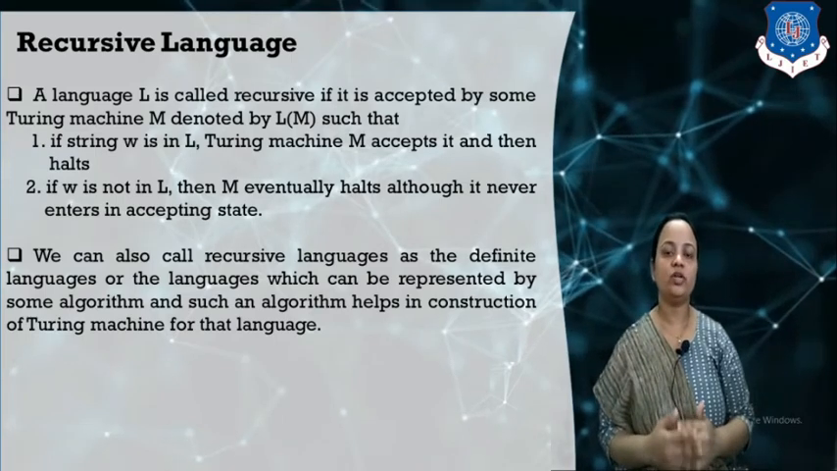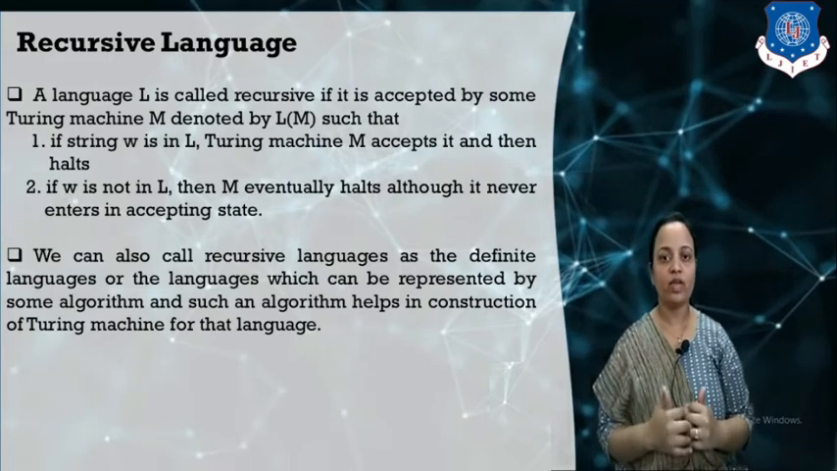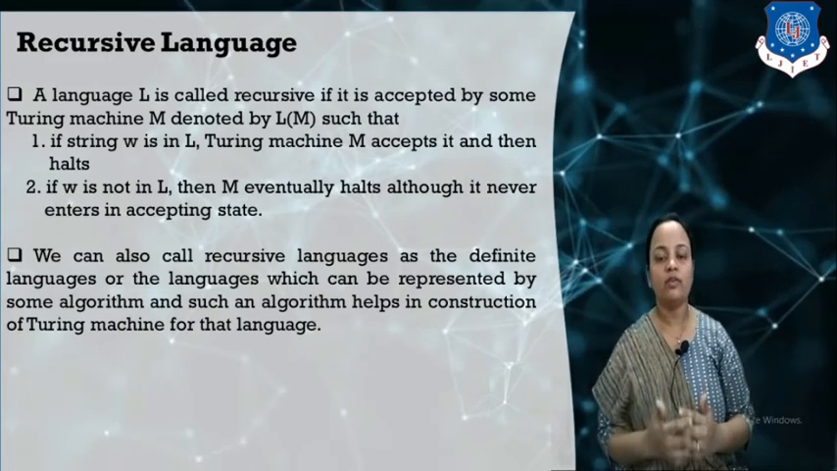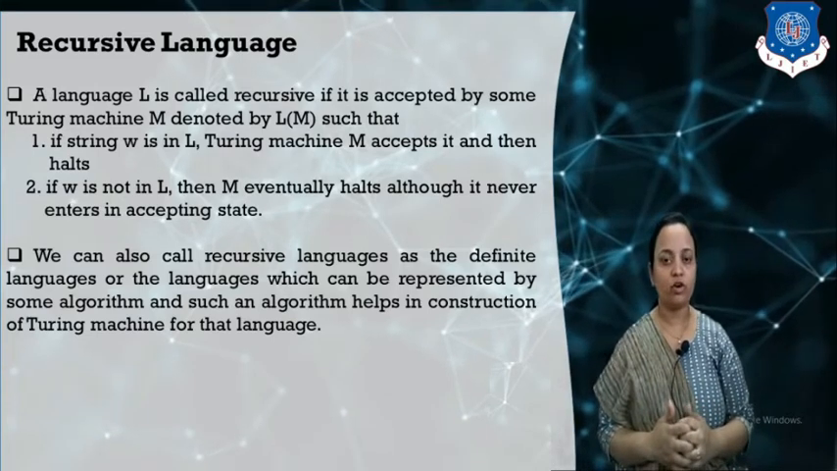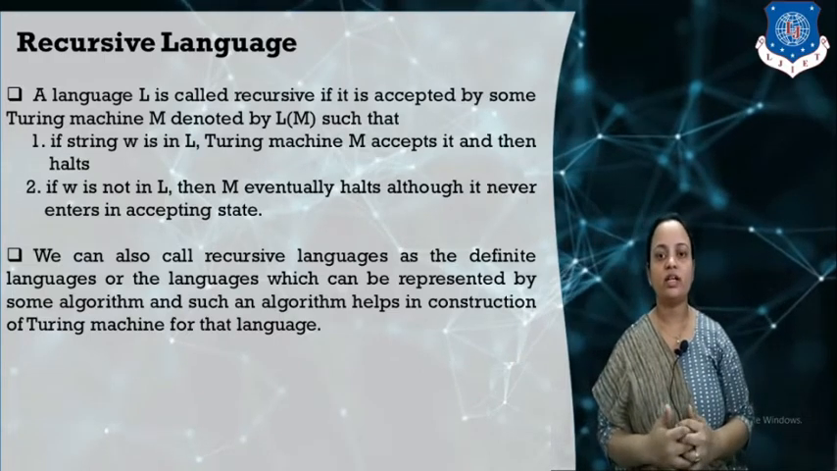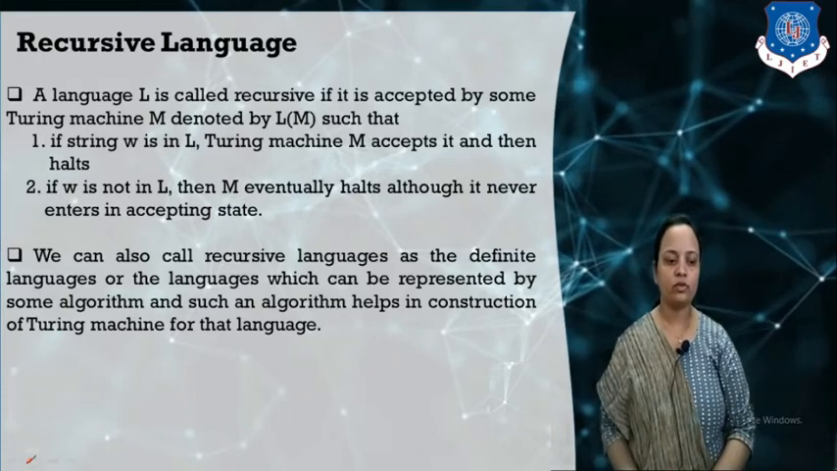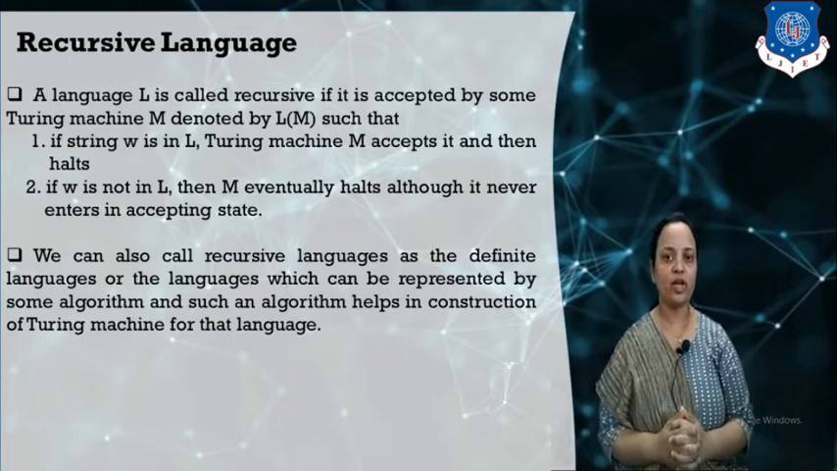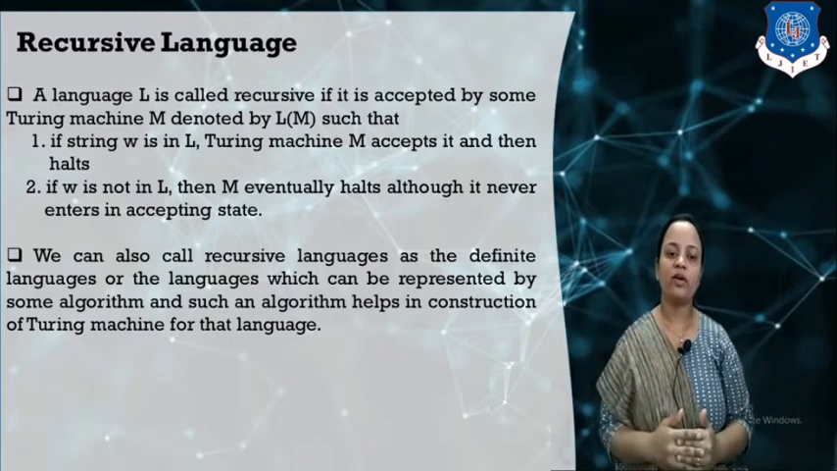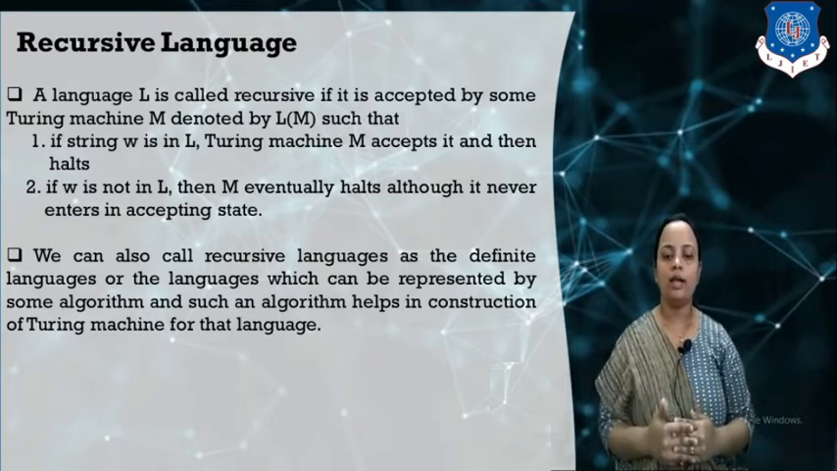So we can say that the Turing machine will always halt for a recursive language. So if we have a language and it is a recursive language, we can construct a Turing machine for it. We can also call a recursive language a definite language, or a language which can be represented by some algorithm, and such algorithms help in the construction of a Turing machine for that language.